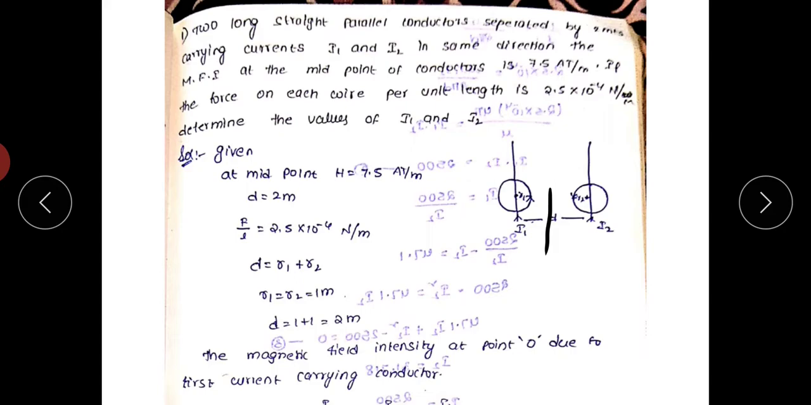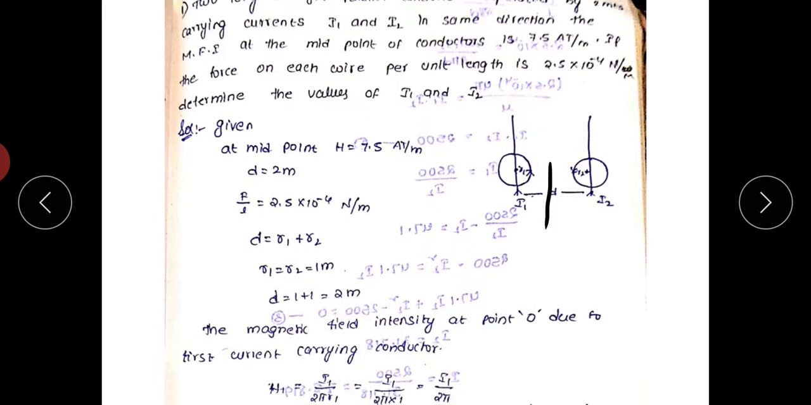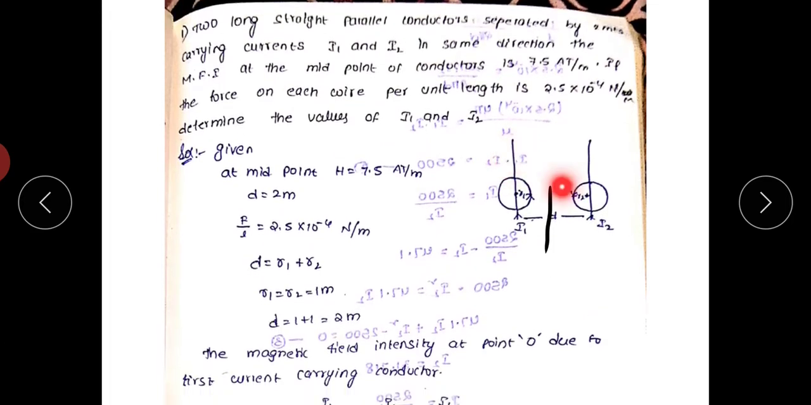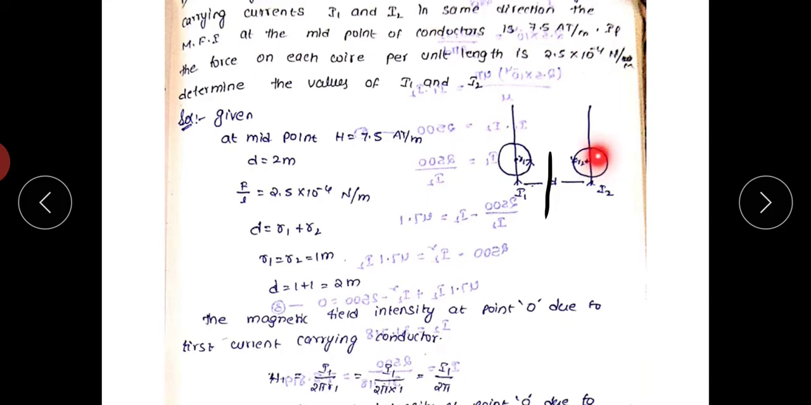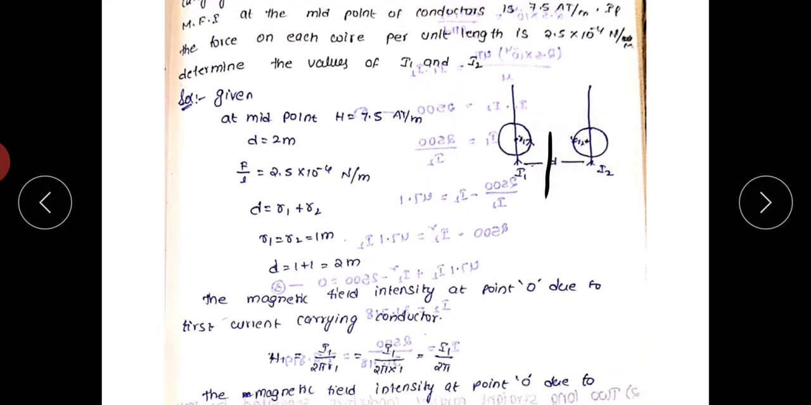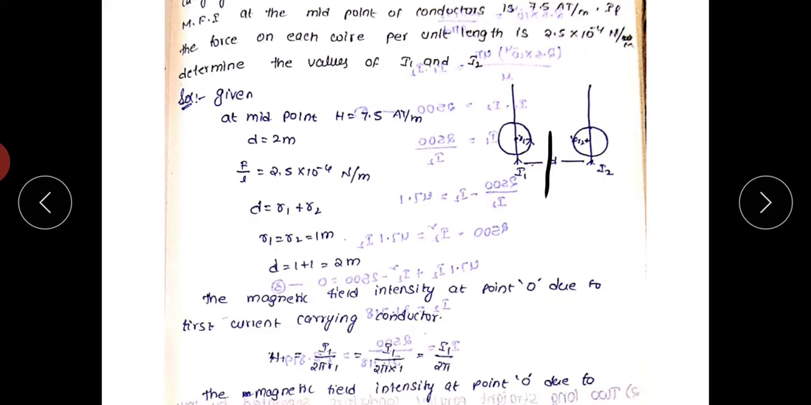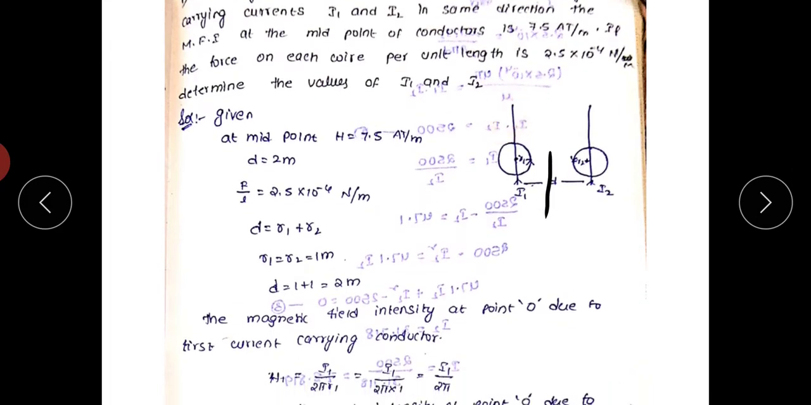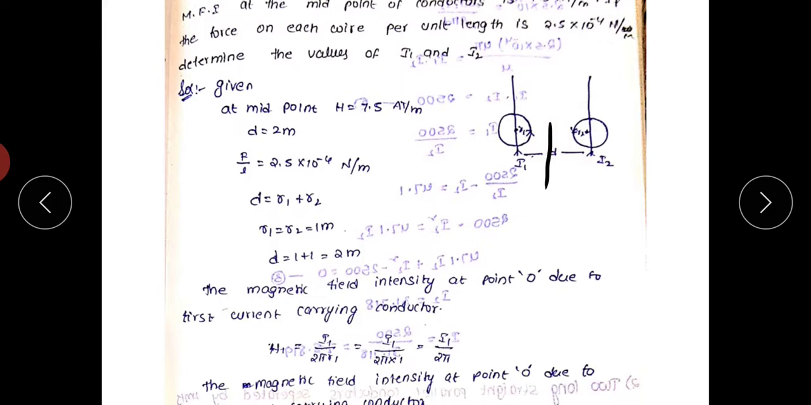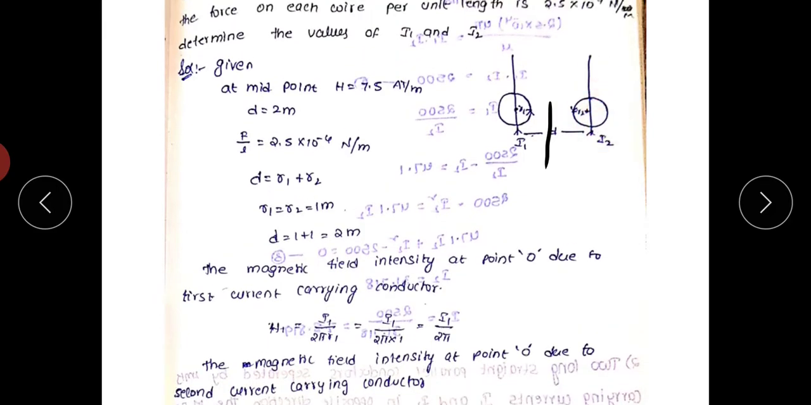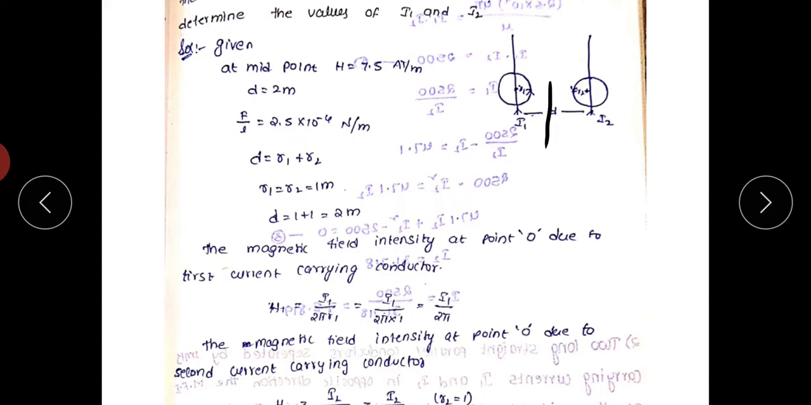Given the magnetic field intensity at the midpoint, assume the distance from conductor 1 to the midpoint is R1 and from conductor 2 to the midpoint is R2. The total distance between the conductors is 2 meters, so the distance up to the midpoint is 1 meter. The first conductor to midpoint distance R1 equals 1 meter, and the second conductor to midpoint distance R2 equals 1 meter. So d equals R1 plus R2, which equals 2 meters.